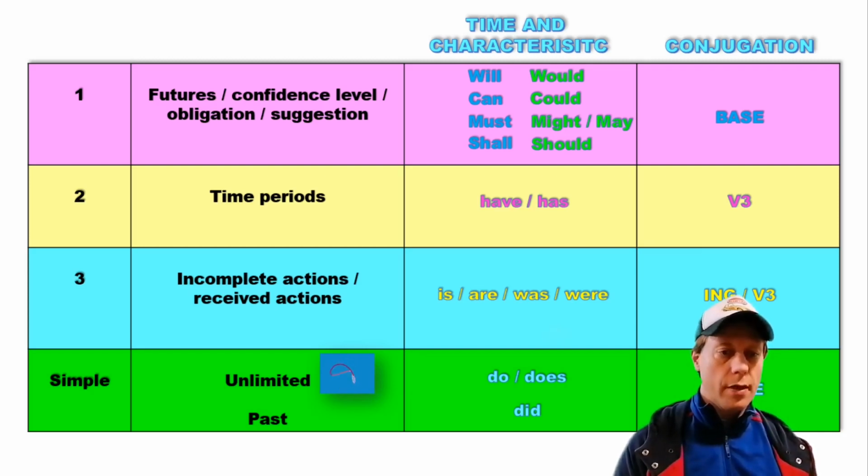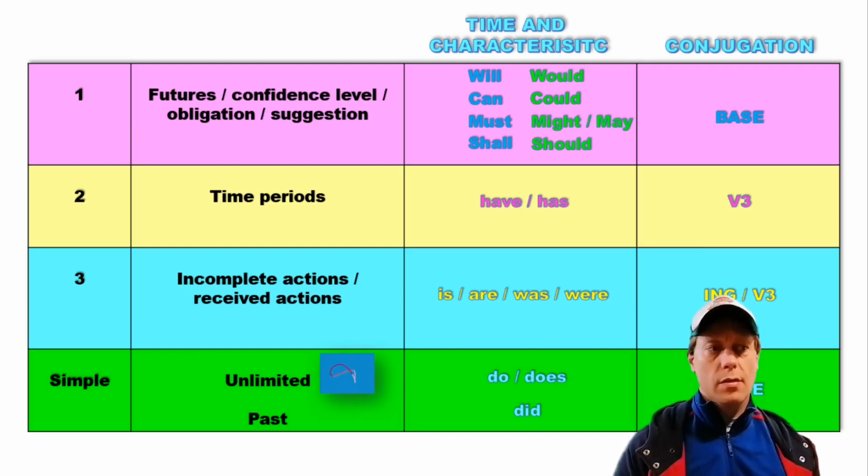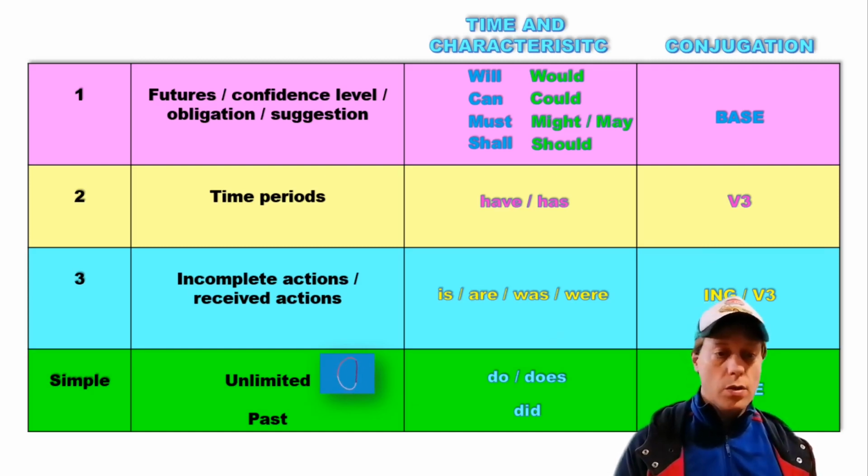It's the same thing. So the third auxiliary is used for two things. You can express that something is not finished. That's a temporal action, a situational action that is not finished. So we would use is, are, was, were with the ing conjugation. And you could also express received action with is, are, was, were and the V3 form or the PP form, otherwise known as the passive voice, for various reasons.